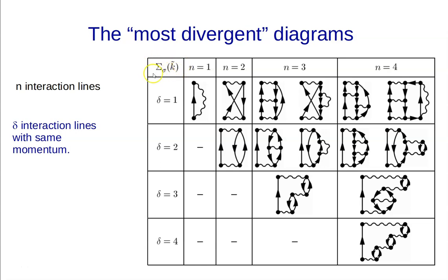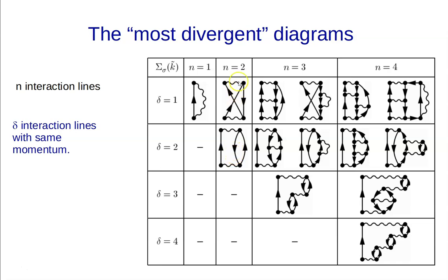So here what do we have? I have the contribution to the self-energy from the different diagrams, and here I have the order of the diagram in terms of the number of interaction lines, right? One interaction, two interactions, and so forth. And then this delta is counting how many interaction lines have the same momentum. So the diagram we just did was this one. We figured out that this is Q and this is Q, so I have two interaction lines and two lines in total in the diagram.